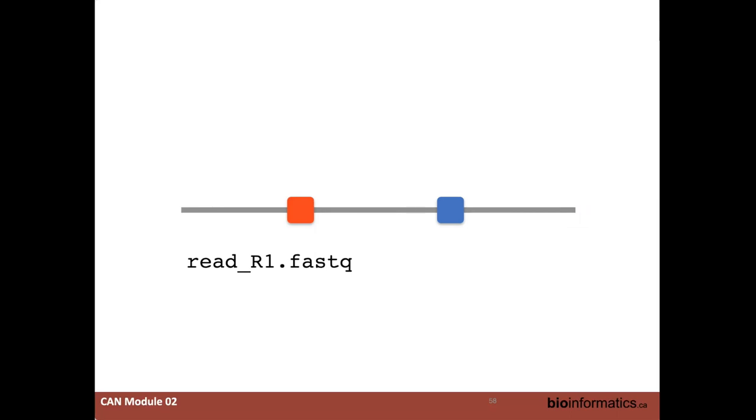This one we're just going to call read_r1.fastq, and then the other side we're going to call read_r2.fastq. And really what we're doing is we're taking a pair of sequences of that fragment. And you'll hear this term a lot, and maybe some of you have already heard of it. It's called paired end sequencing.